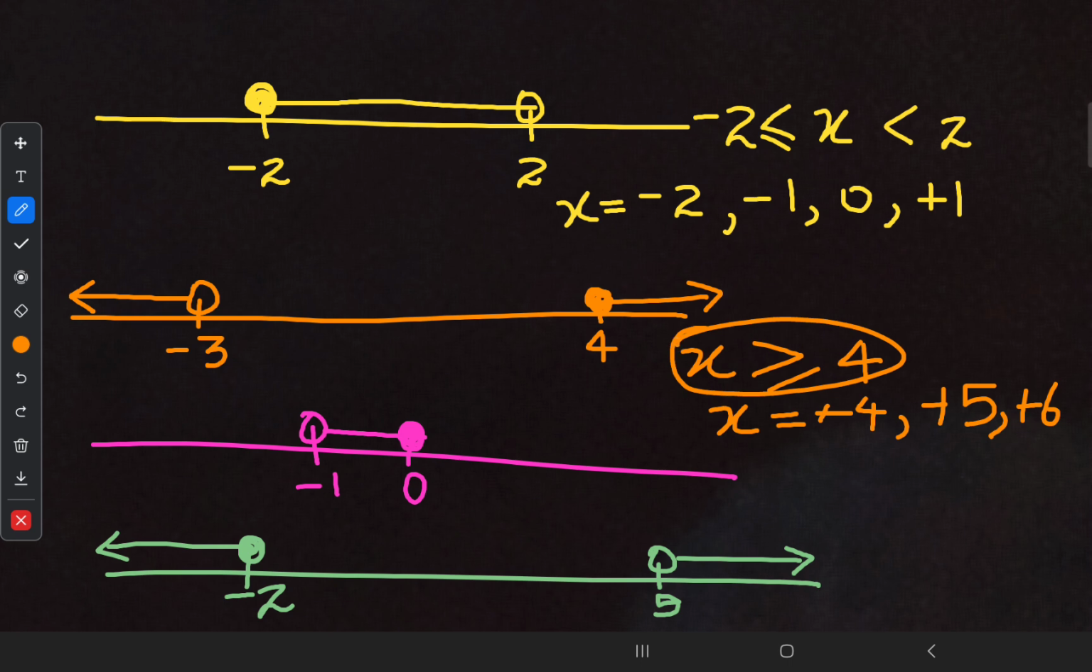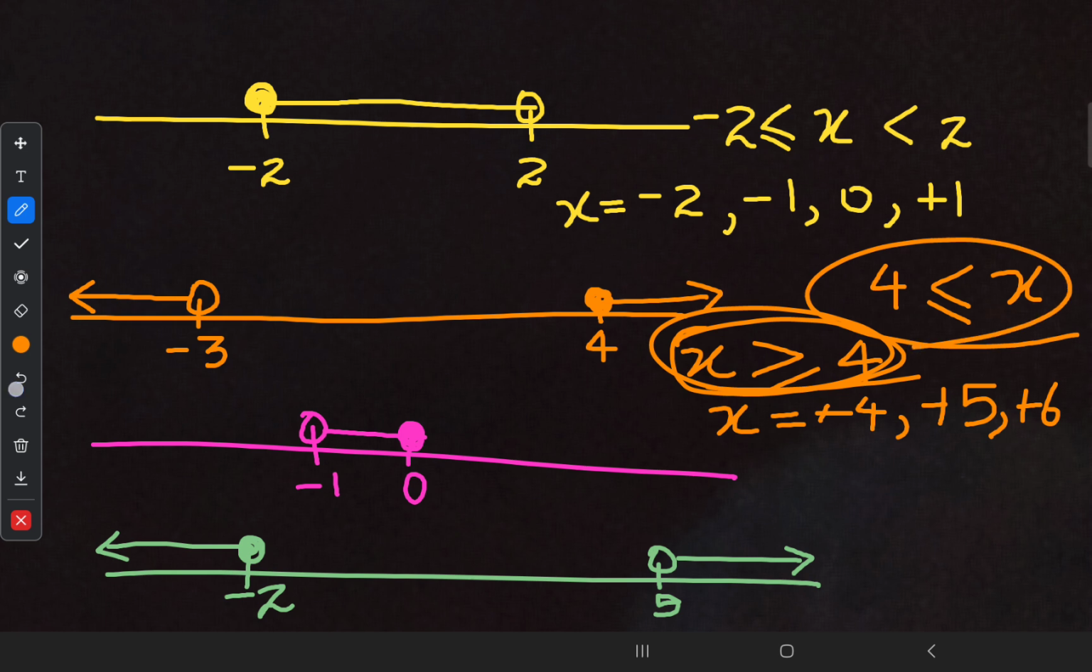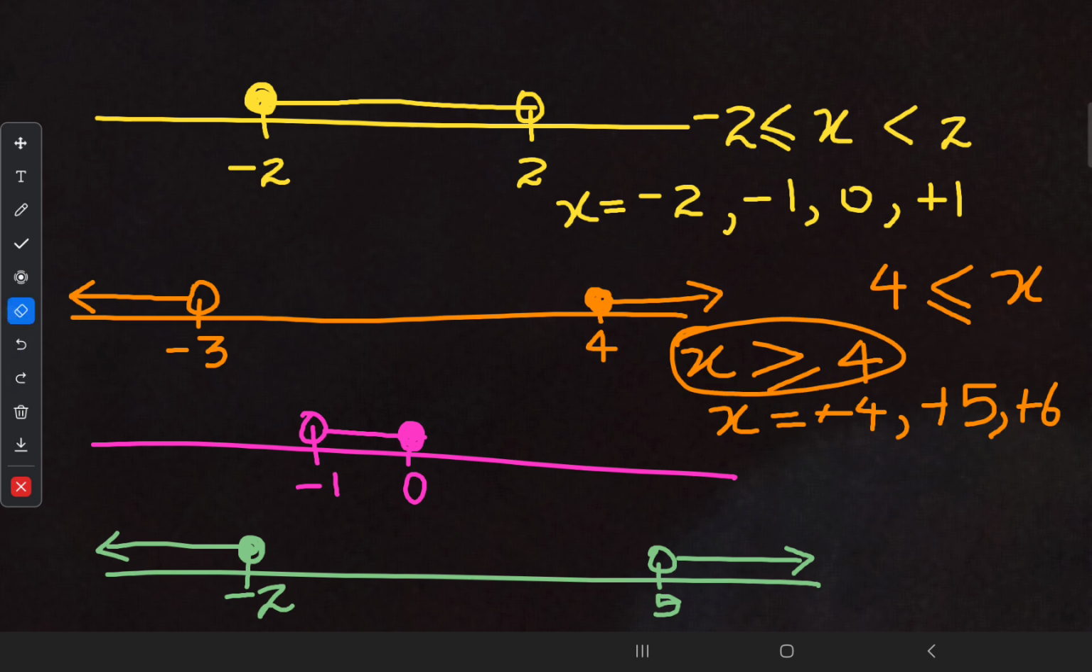Instead of this, you can write like this also, 4. But the thing is, the open side of the inequality should be indicated towards x, and there is an equal mark also in your inequality. You can represent it either this way or this way. Both of these methods are possible in this case.